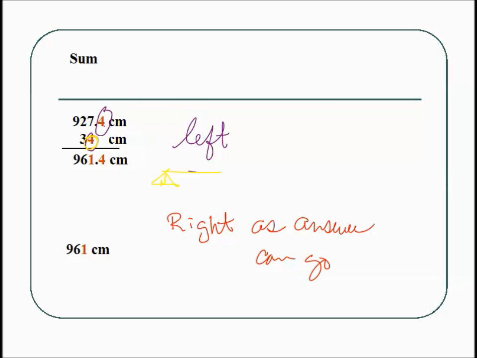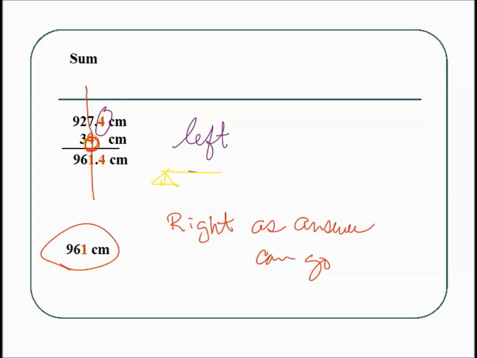So I'm going to add this together. I'm going to get 4 plus 0 is 4. 4 plus 7 is 11. Carry my 1. 1, 3, and 5 is 6. And then, of course, a 9. So 961.4 centimeters. But this is as far to the right as my answer can go, because this is the leftmost uncertain digit. So this becomes 961.